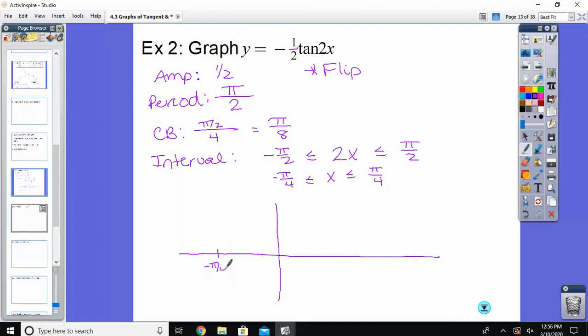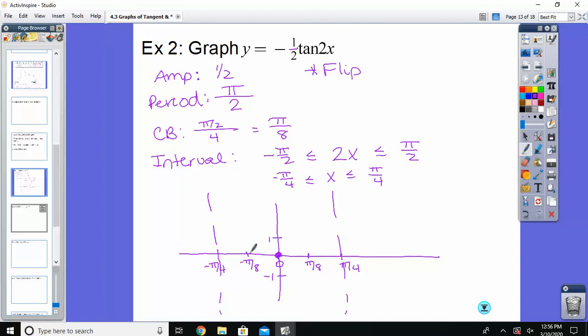Negative pi over 4 is my first point. Plus pi over 8 would be negative pi over 8. Plus pi over 8 is 0. Plus pi over 8 is positive pi over 8. Plus pi over 8 would be pi over 4. We pick this so that we can put asymptotes at both ends and 0 in the middle.